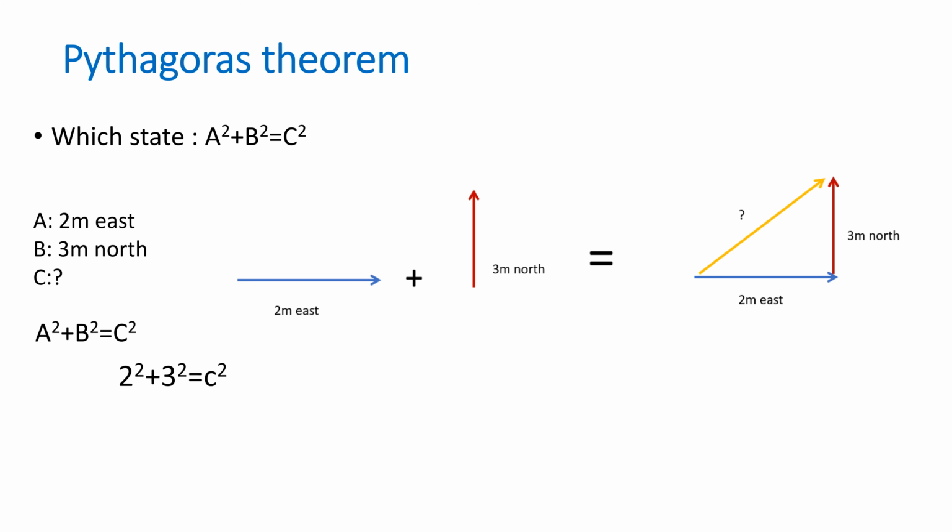So replacing the symbols with the numbers that we have, 2 squared plus 3 squared equals c squared. Because we want to get rid of the square that the c has, we would use the square root. Putting the square root of 2 squared plus 3 squared will give us that c equals the square root of 13.